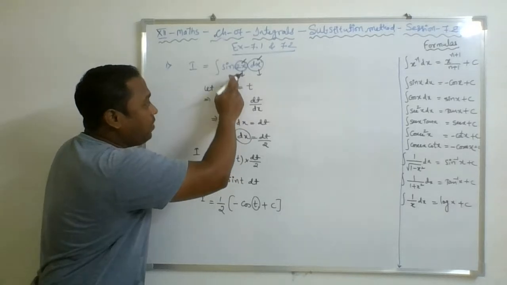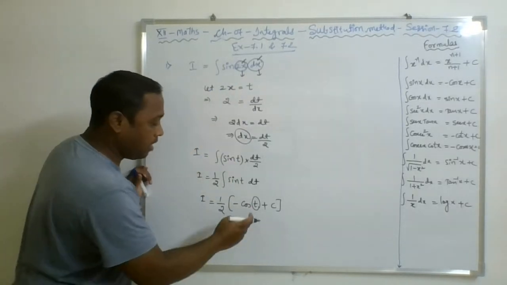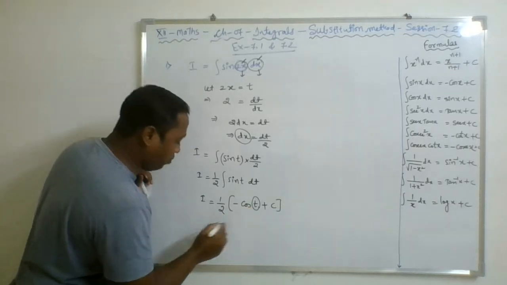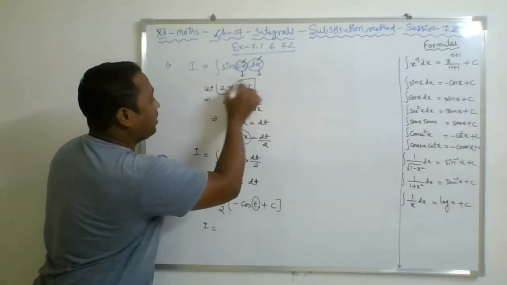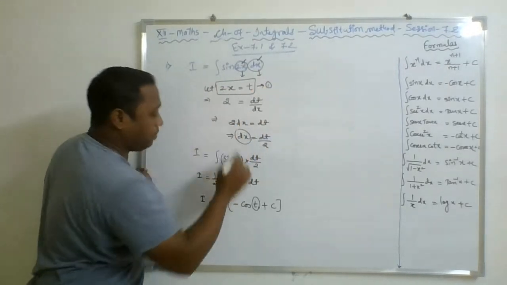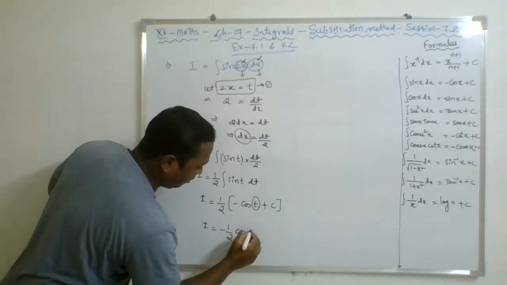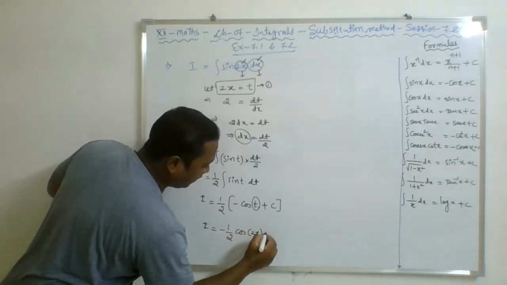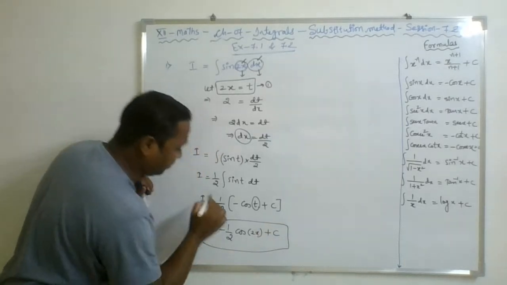अगर x में फंक्शन है तो आंसर में फंक्शन x में ही होना चाहिए। तो यहां से t की वैल्यू दोबारा चेंज कर देते हैं। सो यहां आपने अस्यूम किया था 2x is equal to t, और t की वैल्यू वापस 2x से रिप्लेस करें। सो माइनस 1 by 2 cos 2x plus c. So this is your final answer.